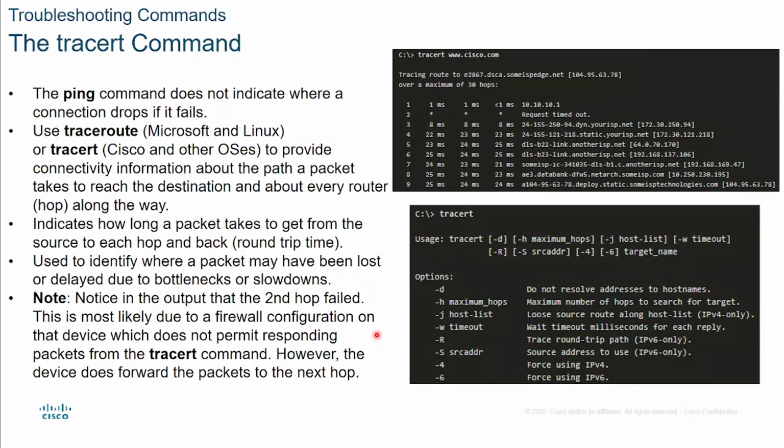Then use the tracert command. The ping command does not indicate where the connection drops if it fails. That's where traceroute comes in. It's actually traceroute on Linux and tracert on Microsoft. You can use it to provide connectivity information about the path a packet takes to reach the destination and about every router hop along the way.